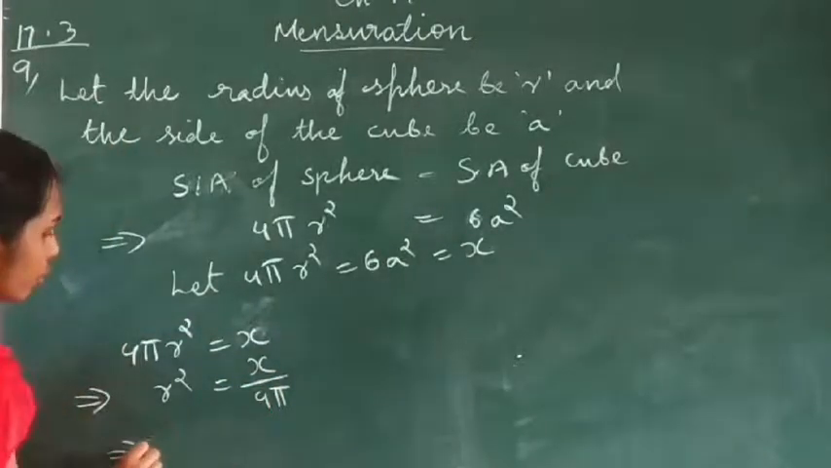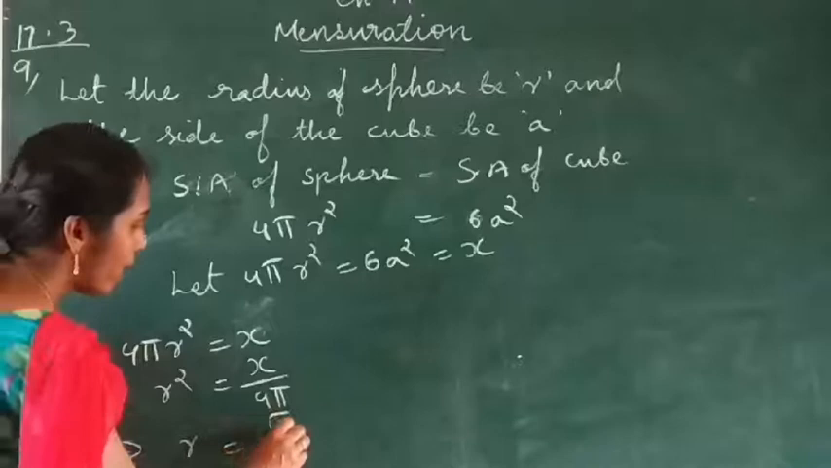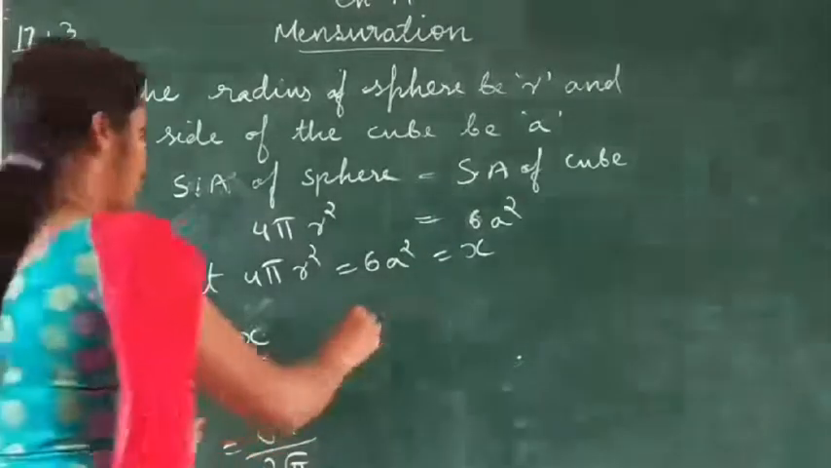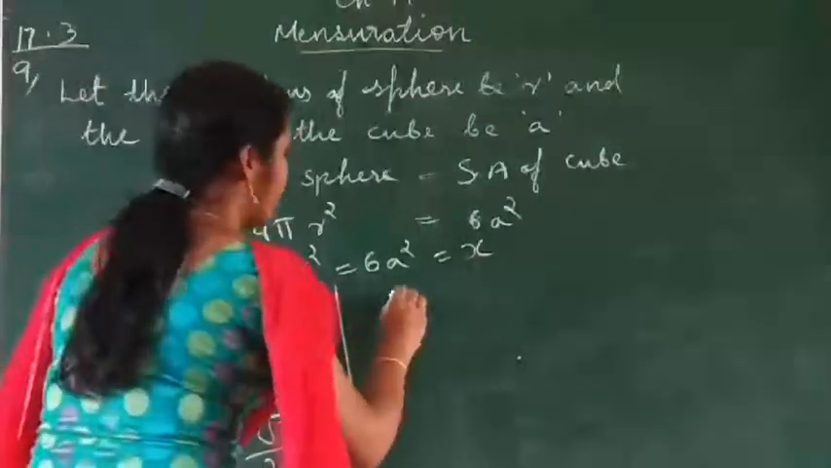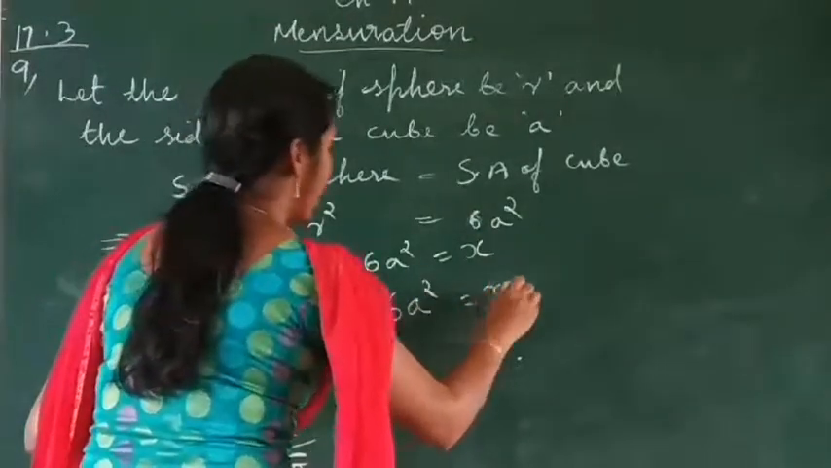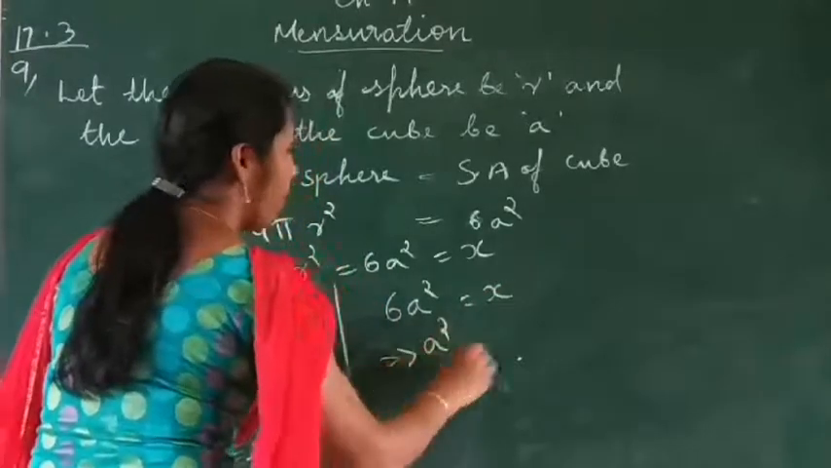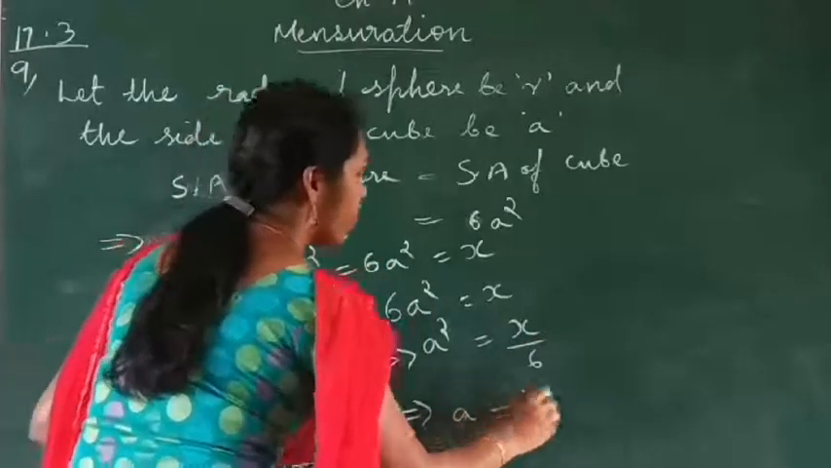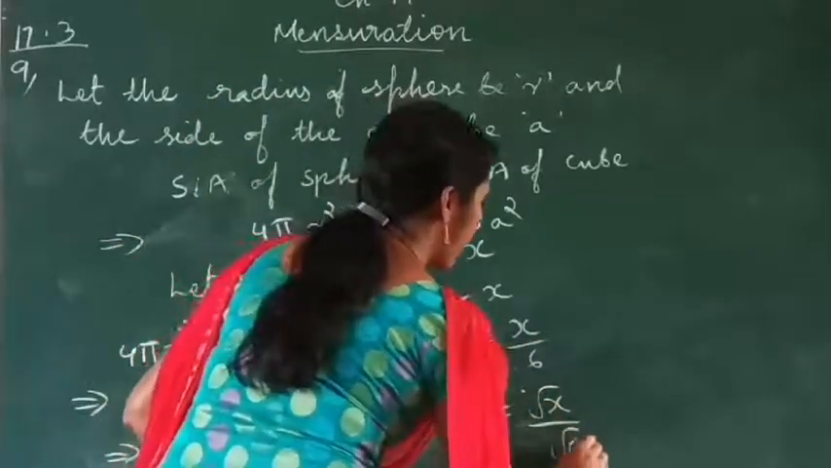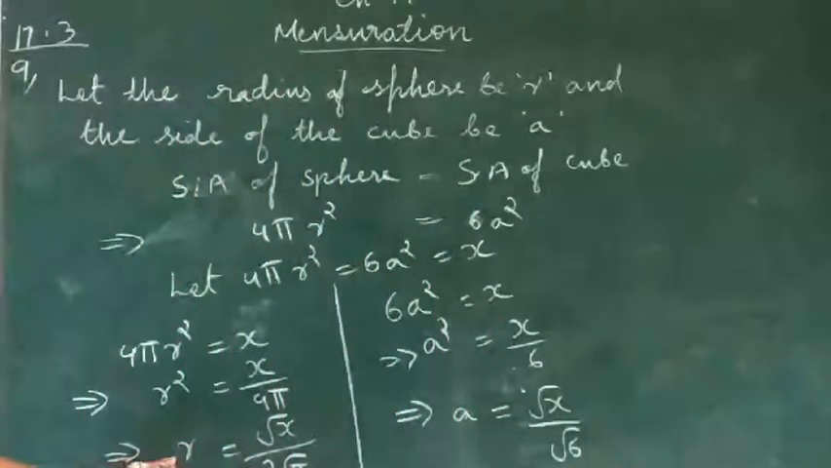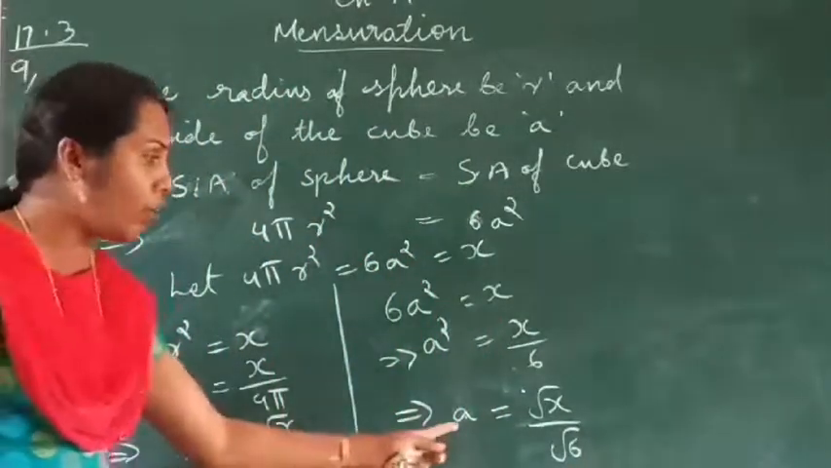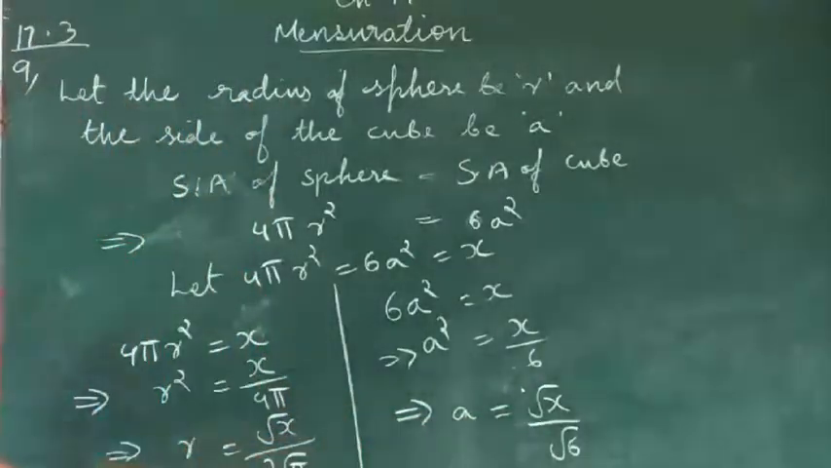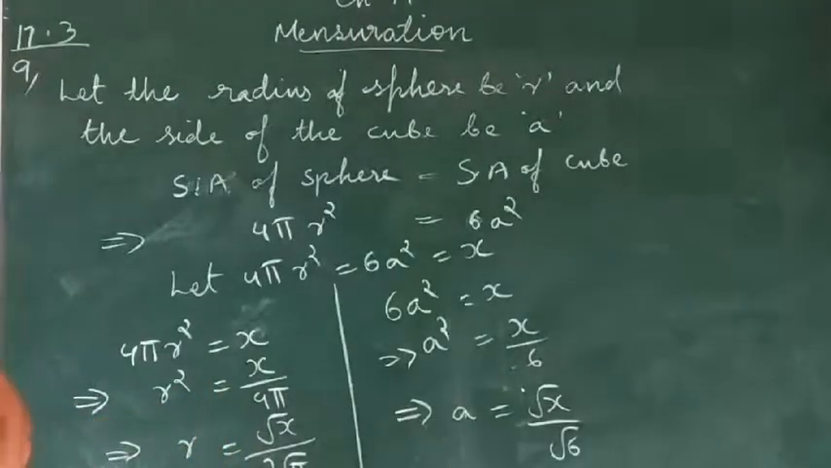R is equal to √x by 2√π. This is the radius of the sphere, and from 6a² = x, we get a² = x/6 and a = √x by √6. So these are the values: the value of r is √x by 2√π, and the value of a for the cube is √x by √6. Now you have to find out their volumes with the help of this r and a.